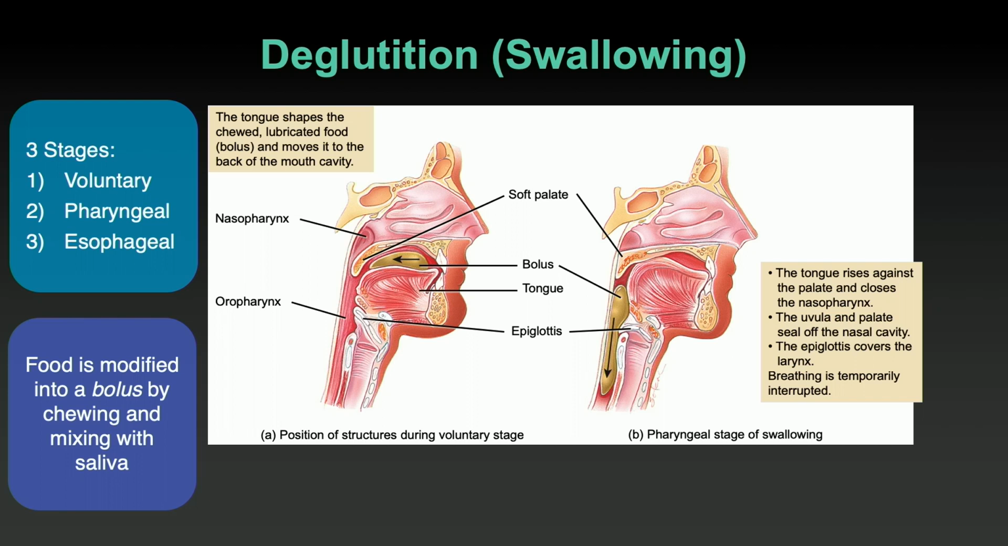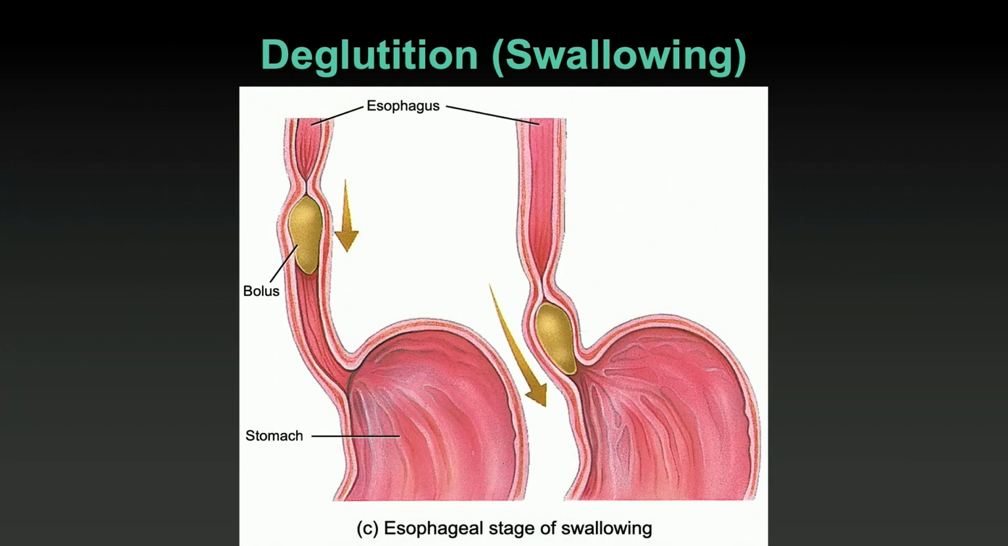So voluntary, pressing up against the roof of the mouth and moving food into the pharynx. Pharyngeal is the movement of food through the pharynx to the esophagus. And esophageal we'll see on the next slide. So gross structures of the mouth we're not going to spend a whole lot of time on. But this process of swallowing will follow through to the deposition in the stomach, at which point we'll call it for today.